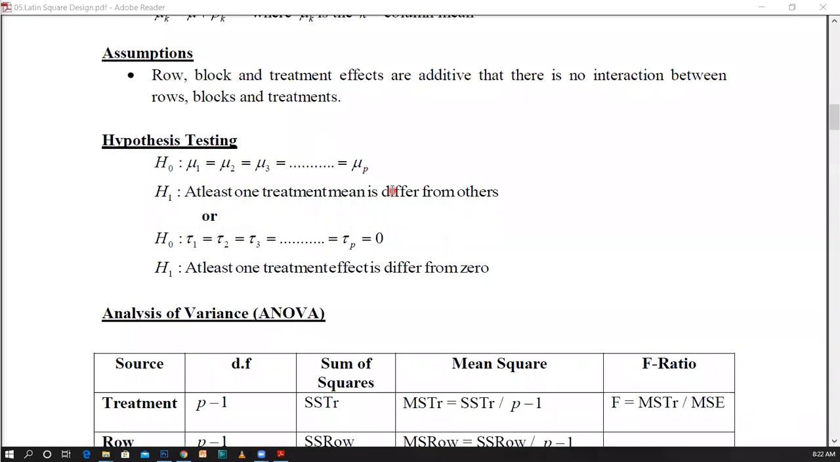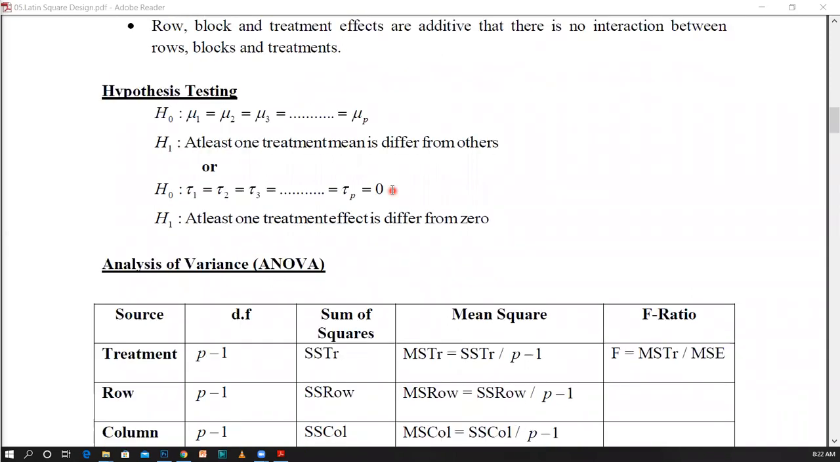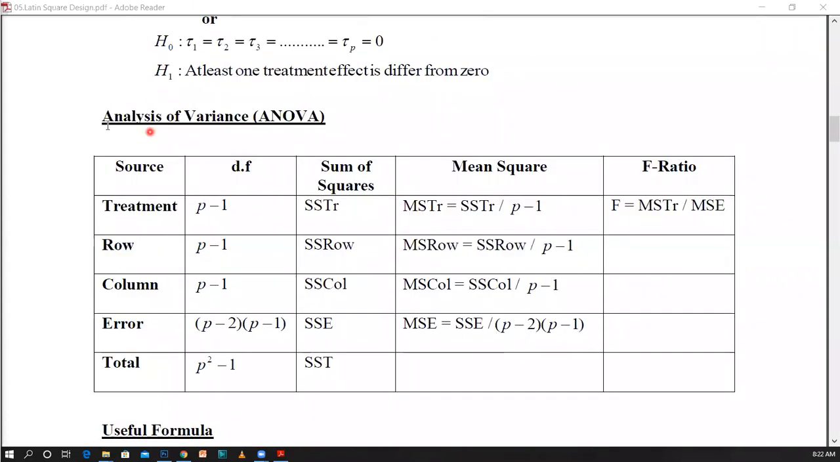Now we will look at how we can construct the ANOVA table if we are dealing with the Latin square design. When we are dealing with the Latin square design, we actually have three factors: one for treatment, one for row, one for column. When we are constructing the ANOVA table, we have to include all those three factors, and then the error and the total would be there.